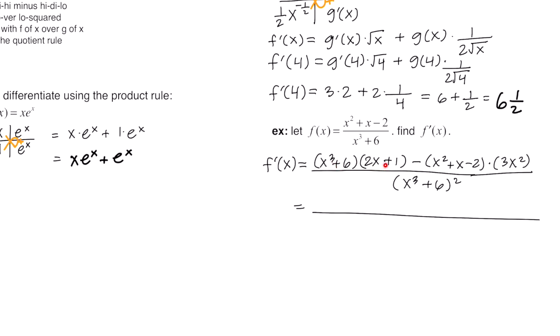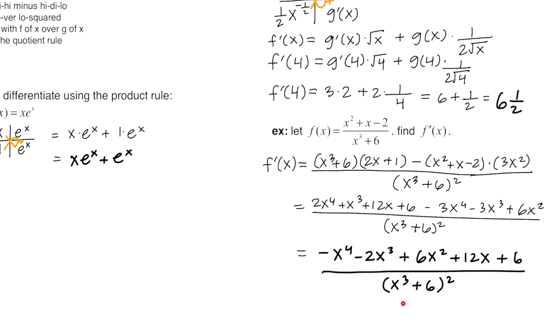So we're going to FOIL here, and then we're going to distribute here, and combine like terms. All right, I FOILed this out. I distributed the 3x squared to these terms and distributed the negative to all three terms. We got this, and it's still all over the low squared. And here's our final answer.